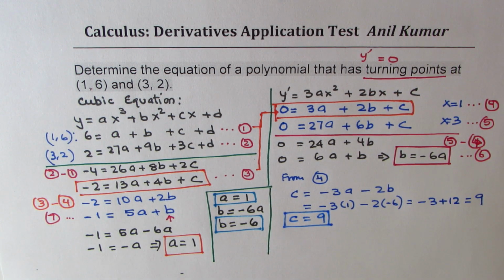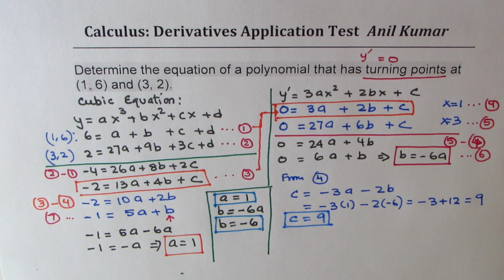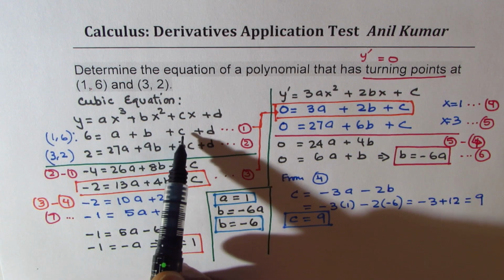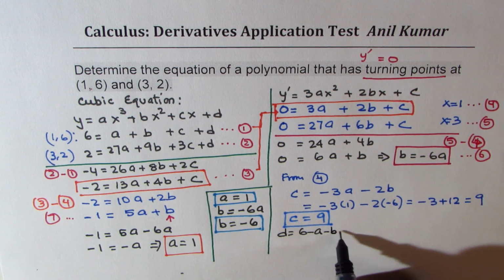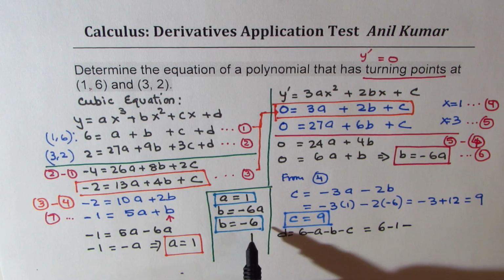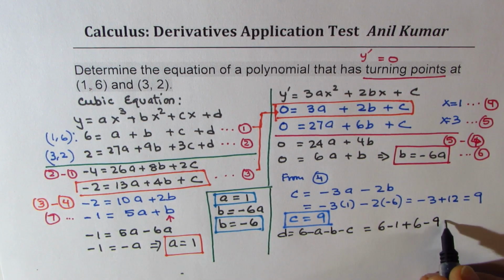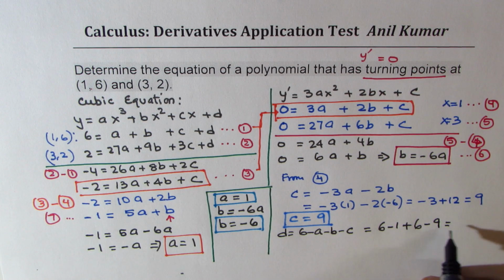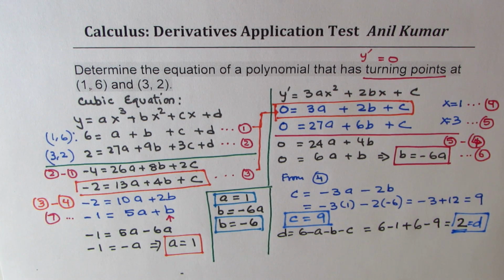To find d, I can use the very first equation. d is equal to 6 minus a minus b minus c, right? So d is equal to 6 minus a minus b minus c, which is 6 minus 1, b is minus 6, that makes us plus 6, and c is 9 for us, minus 9, right? 6 plus 6 is 12, take away 10, leaves us with 2. So this is the value of d, right? Okay. So now we know all the coefficients.